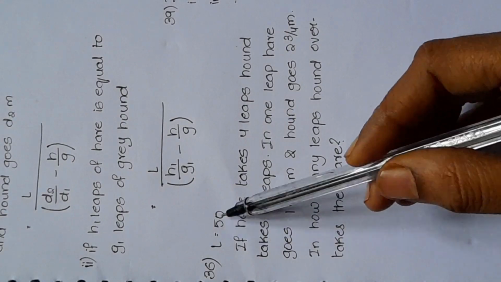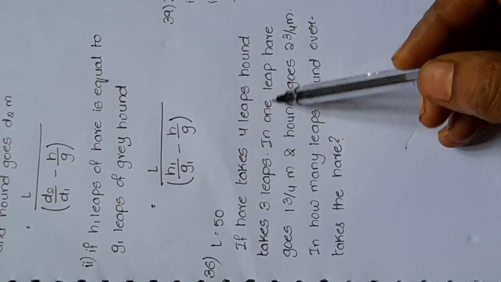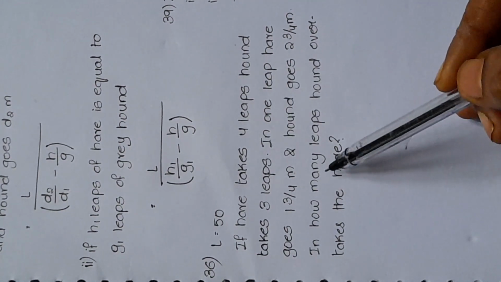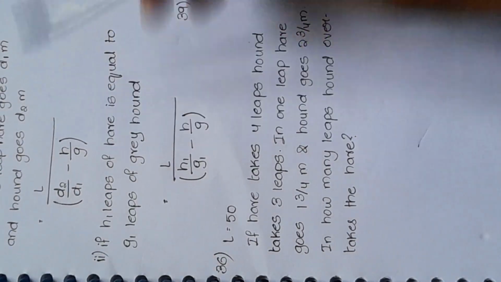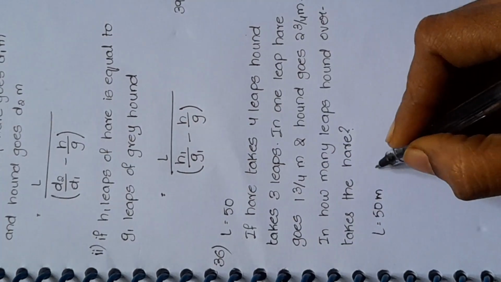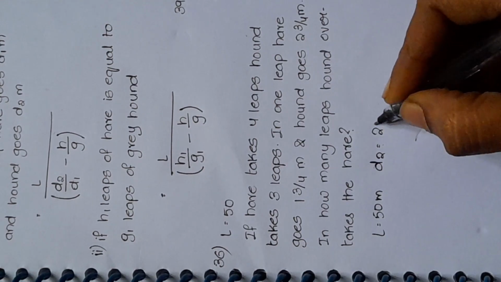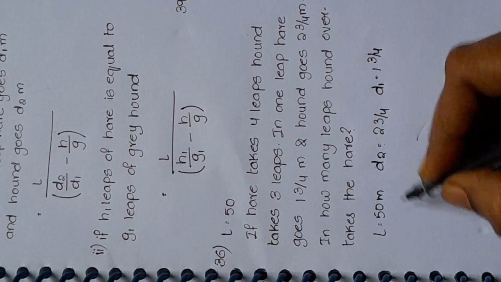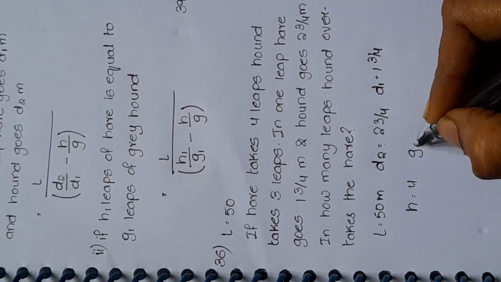Question number 36. L is equal to 50 is given, hare takes 4 leaps, hound takes 3 leaps. In one leap, hare goes 1 3 by 4 meters and hound goes 2 3 by 4 meters. In how many leaps does the hound overtake the hare? Let us use the first formula, substituting the values. We have L is equal to 50 meters and D2 is for hound, that is 2 3 by 4, and D1 is for hare, that is 1 3 by 4, and H is for hare, that is 4 leaps, and G is for hound, that is 3 leaps.